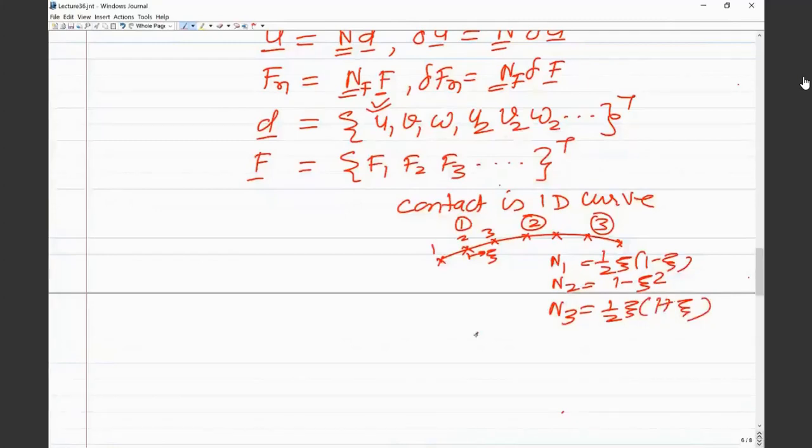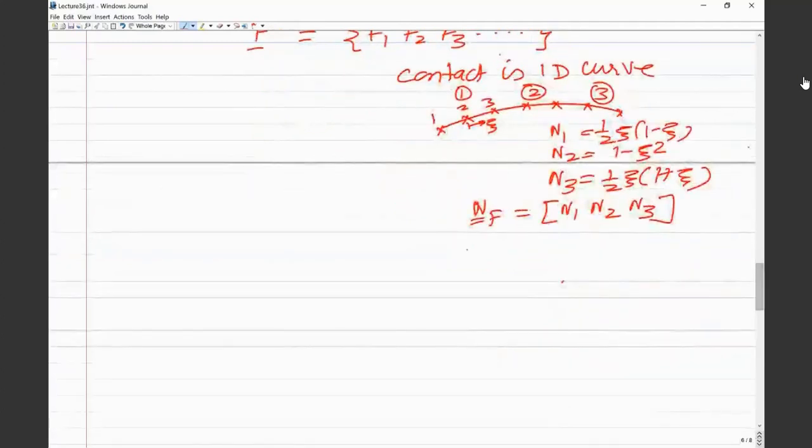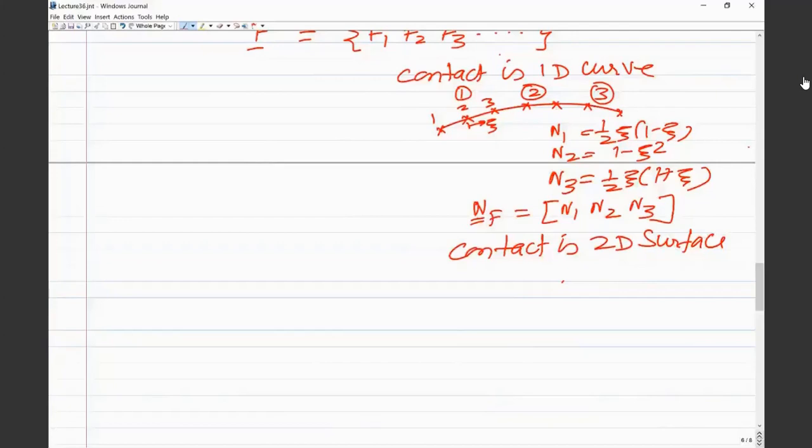If you look at Nf for this case, we are writing it for one element, so Nf will simply be N1, N2, N3. Of course, if you are discretizing the target and contactor bodies using four-noded elements, then along the contact curve we will have two-noded elements, and accordingly we will have only N1 and N2. So this will be Nf if the contact is a 1D curve. Now let us say the contact is a 2D surface. The second possibility is that the contact is a 2D surface, which is possible if the target and contactor bodies are 3D bodies and the contact is over an area.